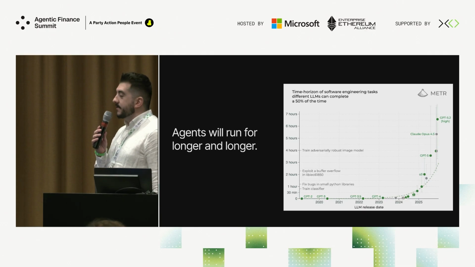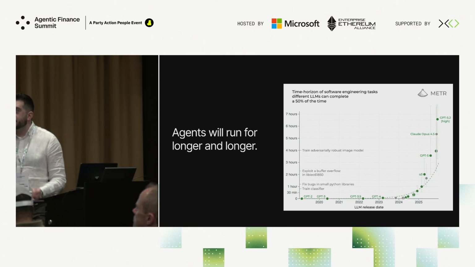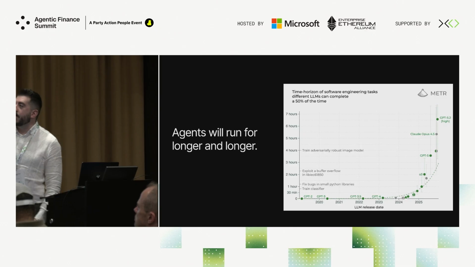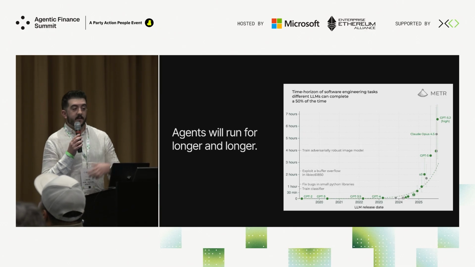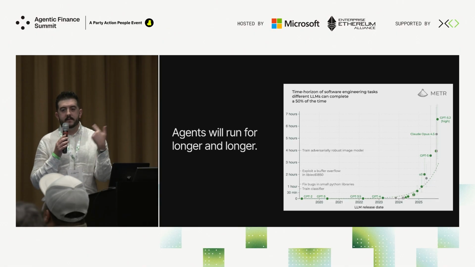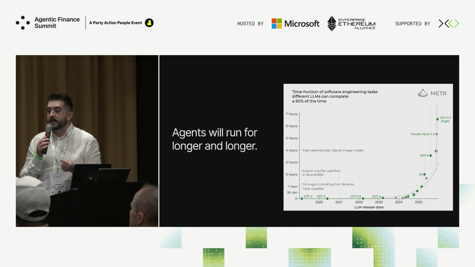Yes, so as of today in 2026, agents are doing longer and longer tasks, right? Agents will run for longer and longer because models are getting better and better. And also the harness around the models and all the systems that we're building are getting better and are more capable with the models.